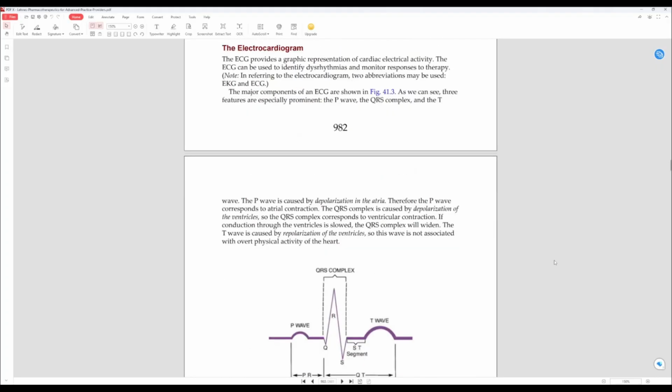So, the electrocardiogram. The EKG provides a graphic representation of cardiac electrical activity. The EKG can be used to identify a dysrhythmia and monitor responses to therapy. The major components of an EKG are shown here in Figure 41.3. As we can see, three features are especially prominent: a P wave, the QRS complex, and the T wave.